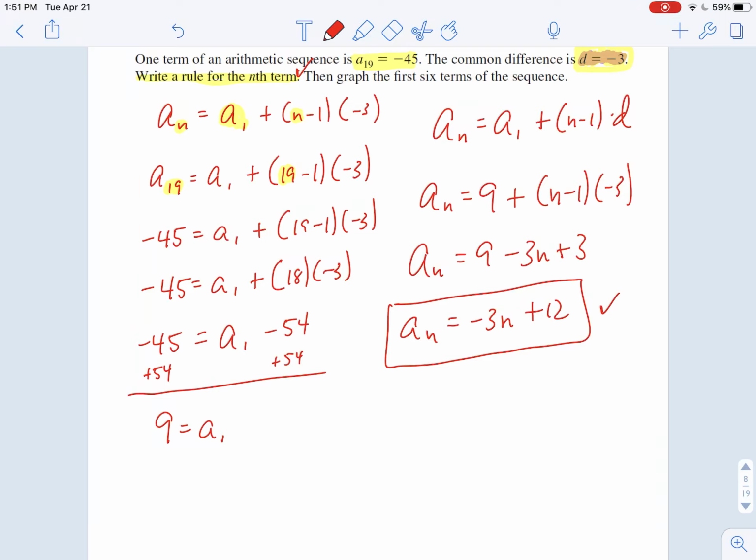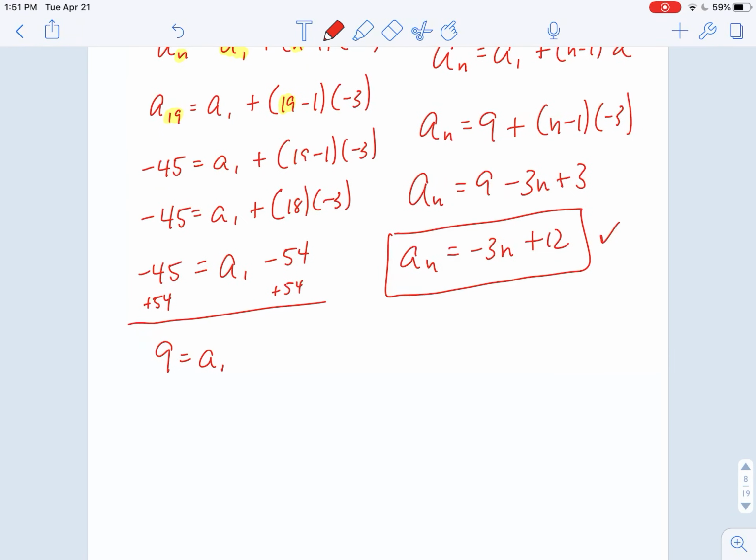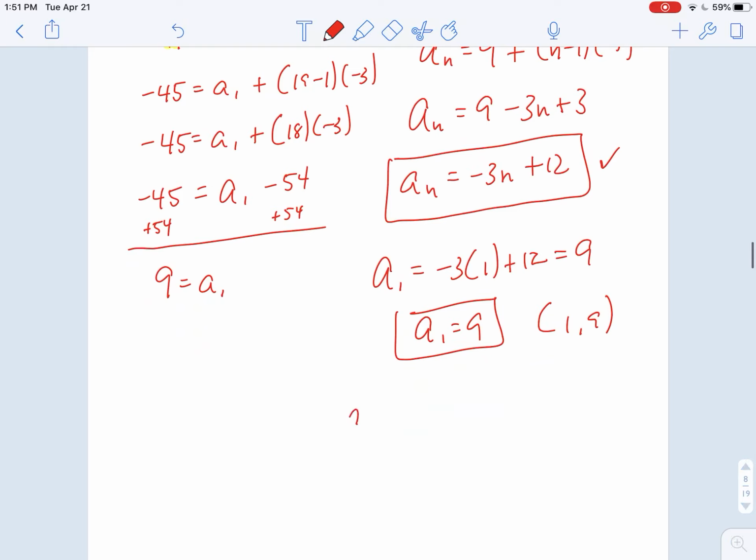Now, where do we go from here? The second thing they asked us to do is to graph the first 6 terms of the sequence. Well, what would the first 6 terms of the sequence be? The first term, of course, would be negative 3 times 1 plus 12, which is 9. So a sub 1 is equal to 9. What would that look like as a graph? Well, you would graph the ordered pair (1, 9). What would a sub 2 look like? That would be negative 3 times 2 plus 12, which is 6.